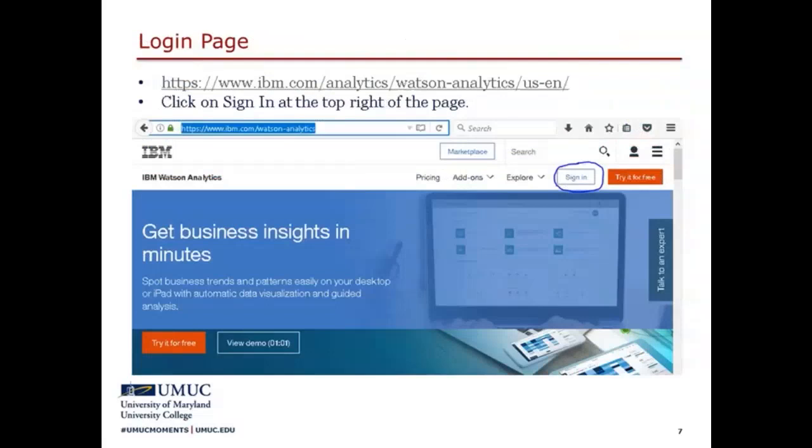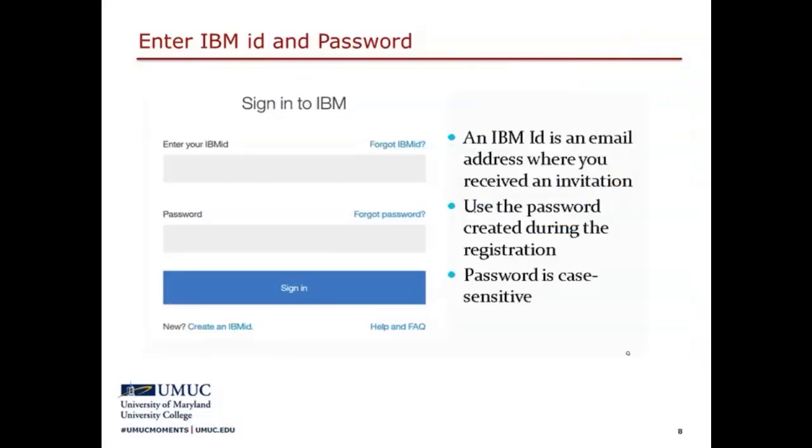After you accepted the Watson Analytics invitation, which needs to be done only once, you get to the login page. This is the login page, and you're going to click on sign in. It will take you to this screen. Your IBM ID is basically the email address where you received your invitation. The password is the one you make up at the time when you accept the invitation.